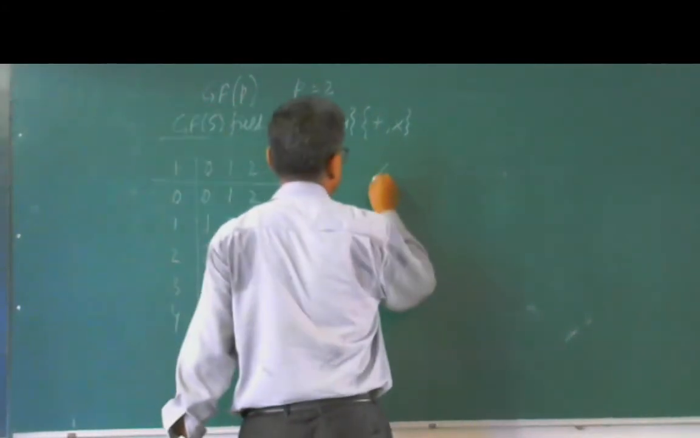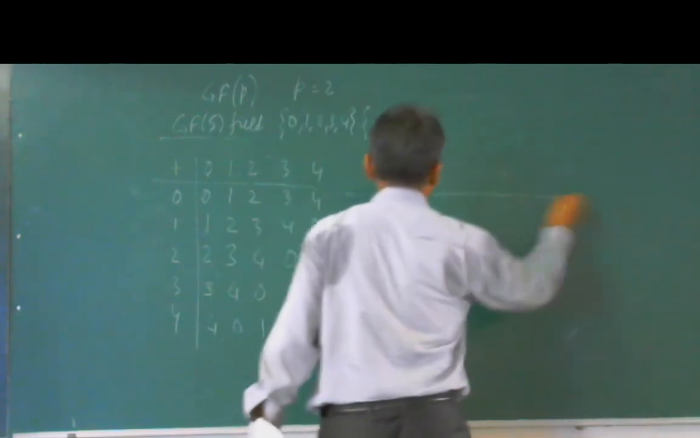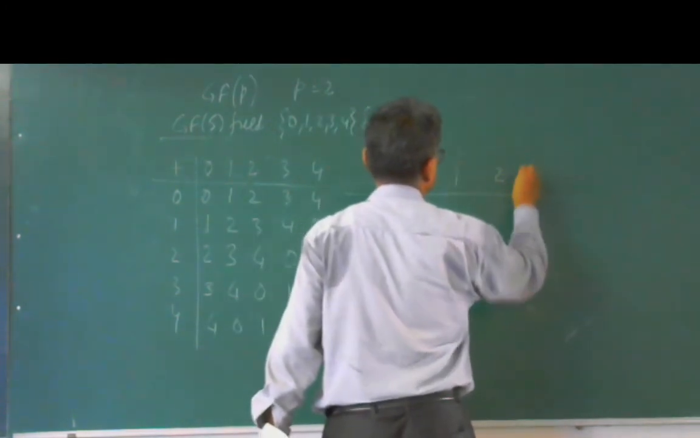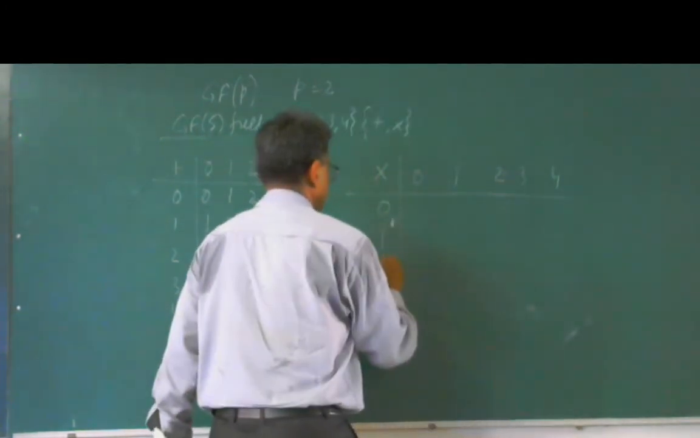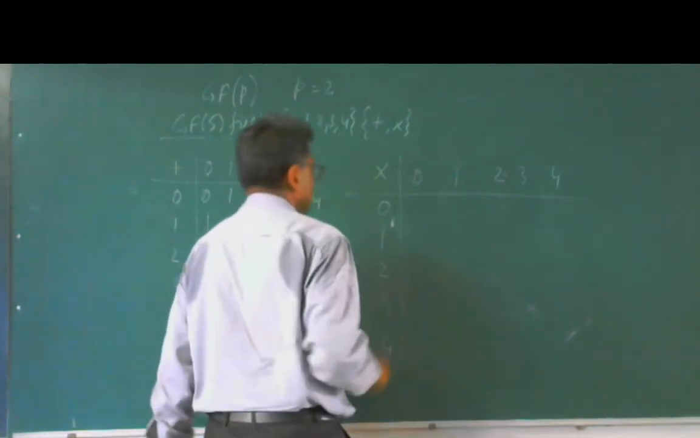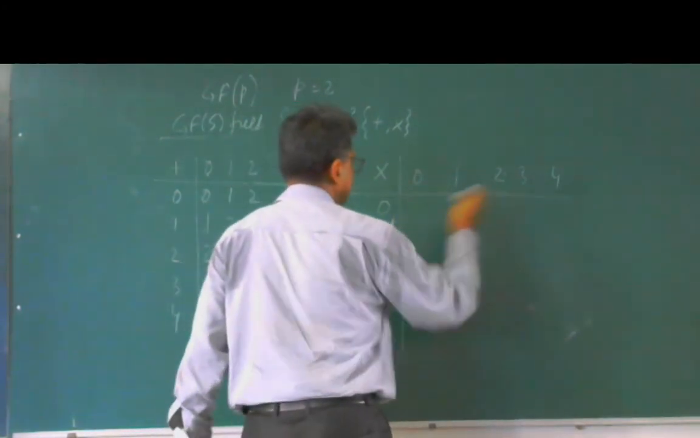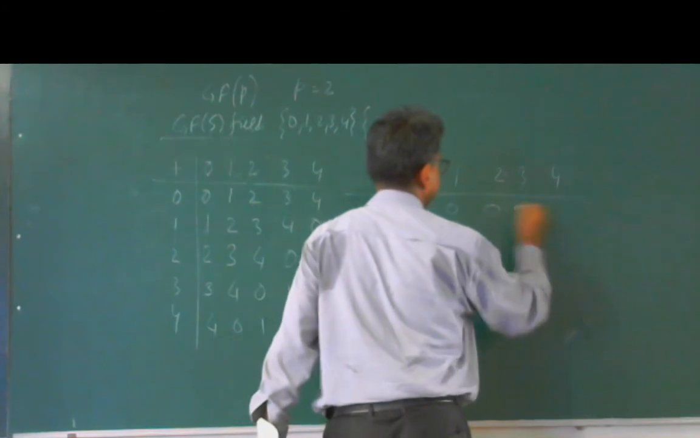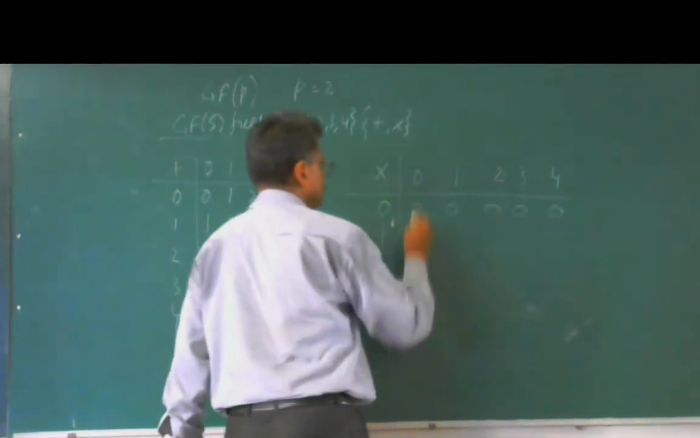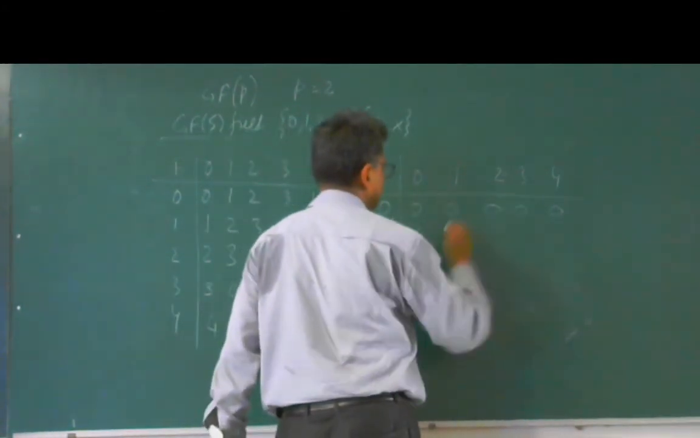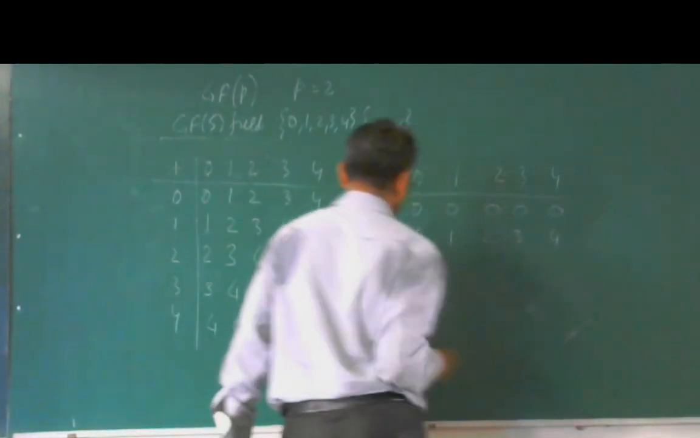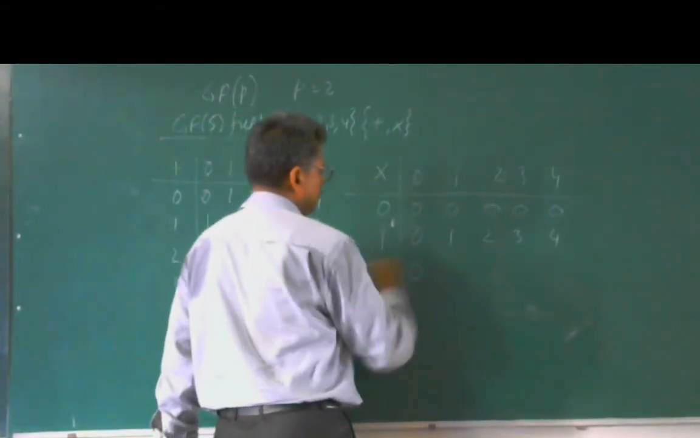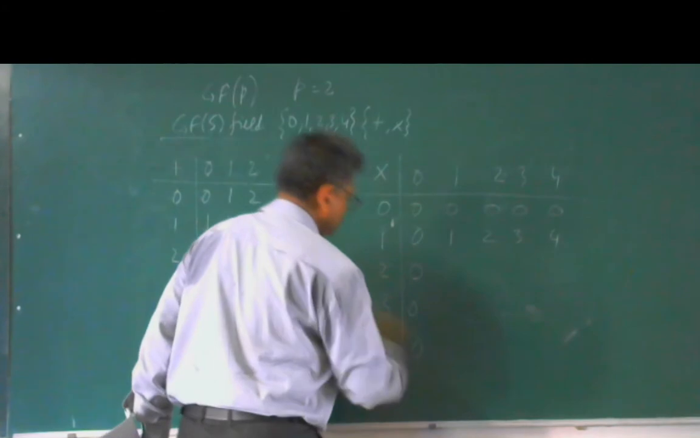Let us take the multiplication. 0, 1, 2, 3, 4 and 0, 1, 2, 3, 4. If we multiply 0 with any element, we will be getting 0. If we multiply 1 with any element, we will be getting the same element. If we multiply 2 with 0, it will be 0. Any number multiplied by 0 will be 0.